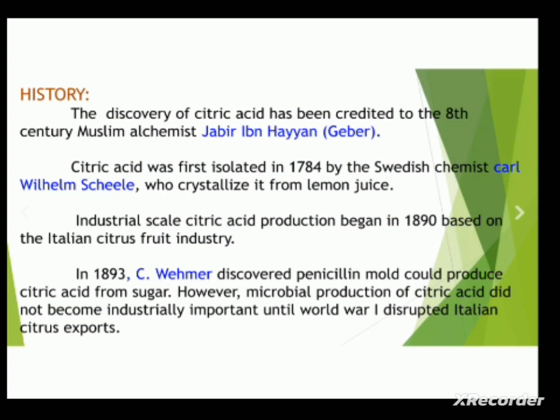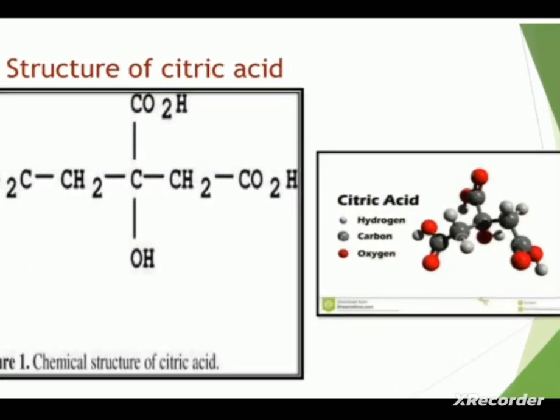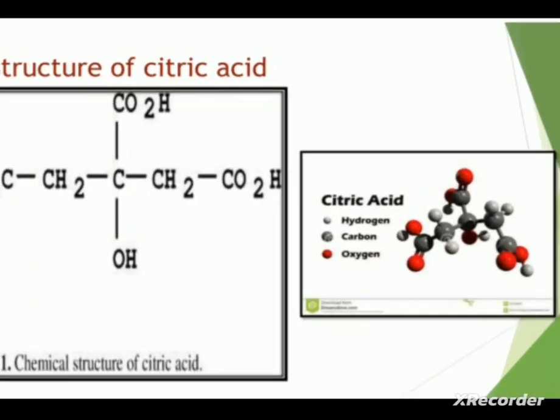Then history. The discovery of citric acid has been credited to the 8th century Muslim alchemist Jabir ibn Hayyan. Citric acid was first isolated in 1784 by a Swedish chemist. See, this is the structure of citric acid. This is the chemical structure of citric acid.